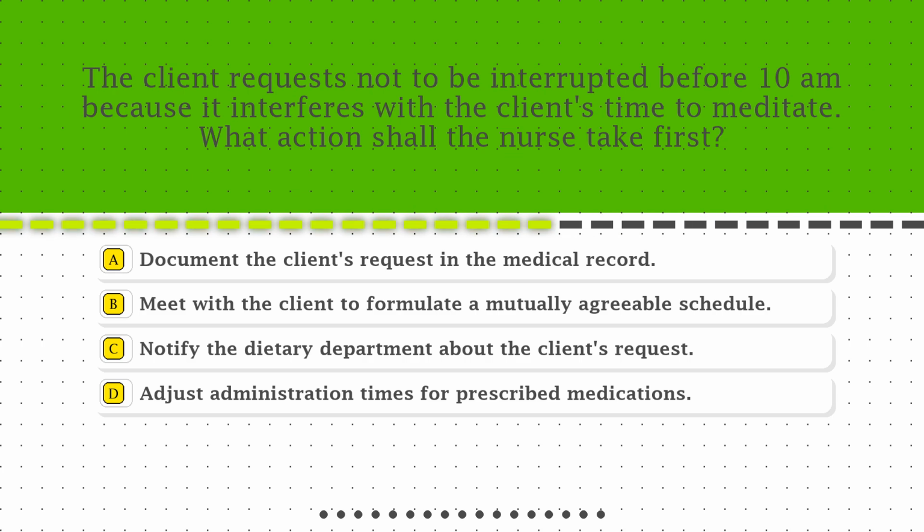Option A. Document the client's request in the medical record. Option B. Meet with the client to formulate a mutually agreeable schedule. Option C. Notify the dietary department about the client's request. Option D. Adjust administration times for prescribed medications.